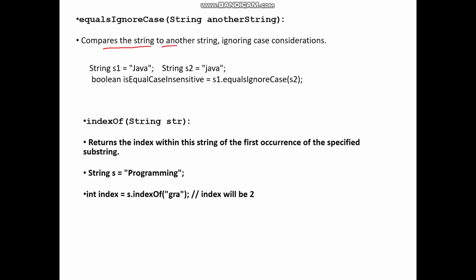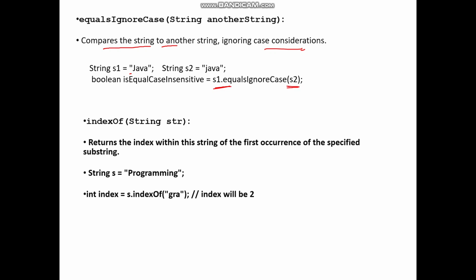Compares the string to the other string, ignoring the case considerations here. String s1 equals Java, string s2 equals java. Here the data is the same, but from the s1 point of view, J is capital, and from the s2 point of view, j is a small letter. s1.equalsIgnoreCase(s2). Here we are ignoring the case. Now the answer is true.